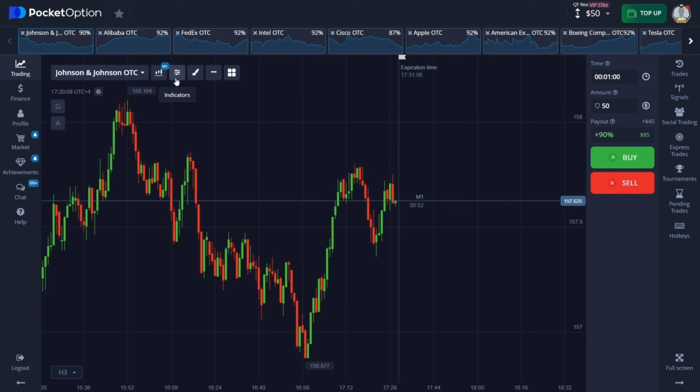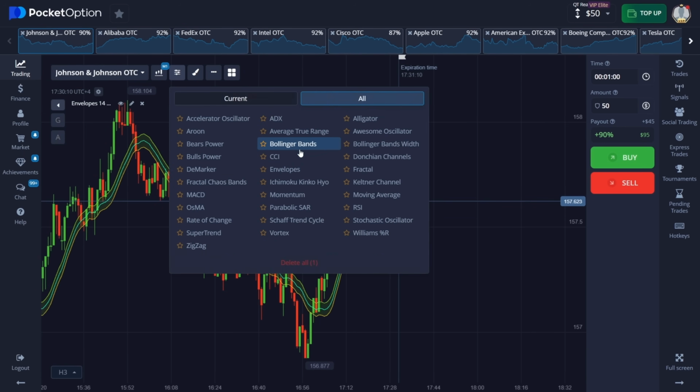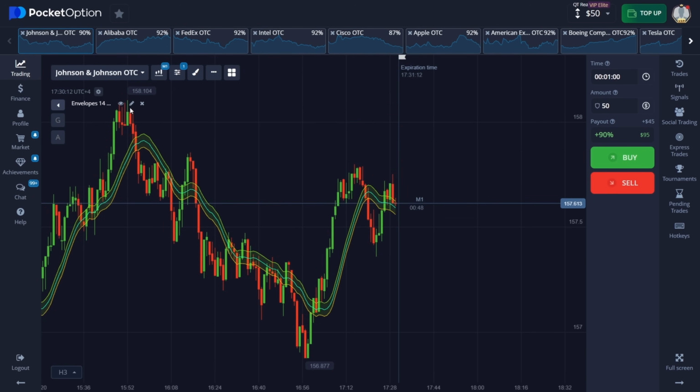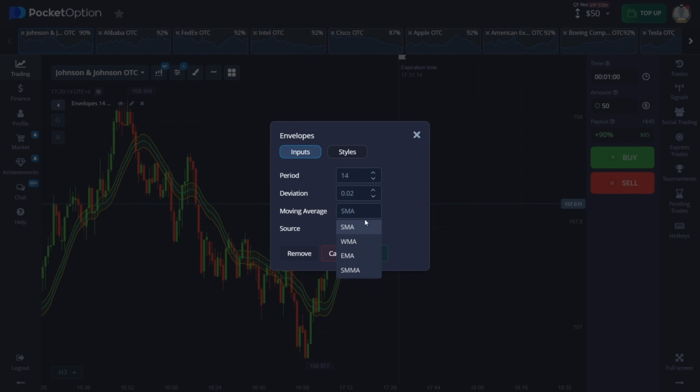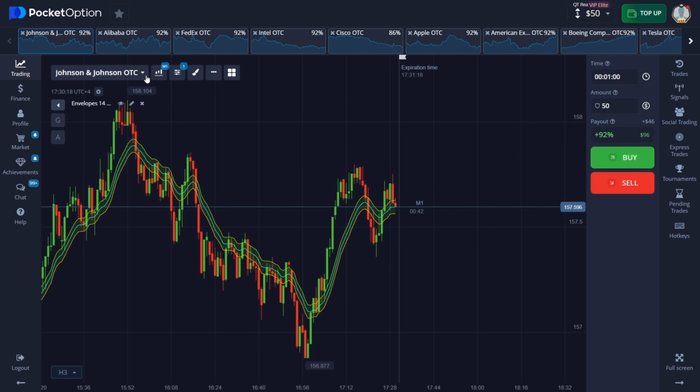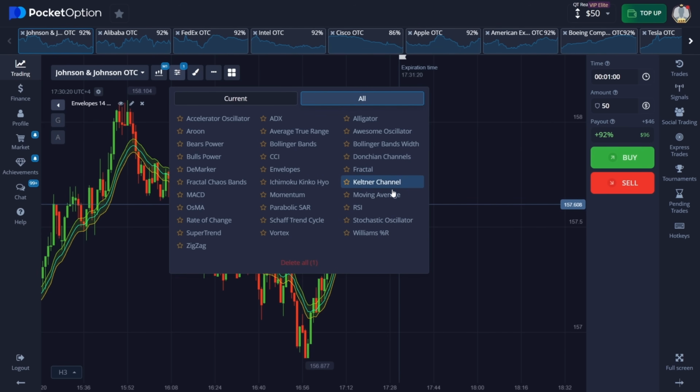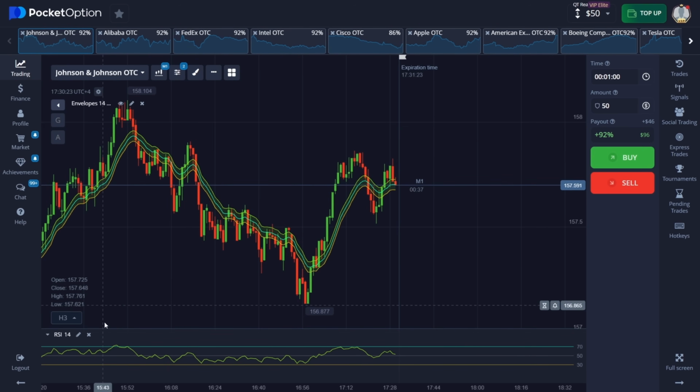Alright, so first go to the indicator section, select envelopes, then go to the settings and choose the exponential moving average EMA. Keep the rest of the settings as default, then save it. Next, go to the indicator section again and select RSI, keeping the default setting at RSI 14.